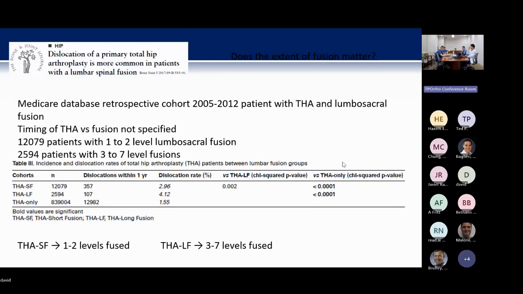Then transitioning to the large payer databases more recently that have pointed out this trend on a more macro scale. This is a Medicare study demonstrating higher rates of dislocation in patients with previously fused spines, with longer fusions of 3 to 7 levels having proportionally higher rates than shorter fusions of 1 to 2 levels. So overall dislocation rate is 1.5%, and that bumps up to 3 to 4% with fused spines. So still, on an absolute scale, not super common, but on a relative scale, a large increase.